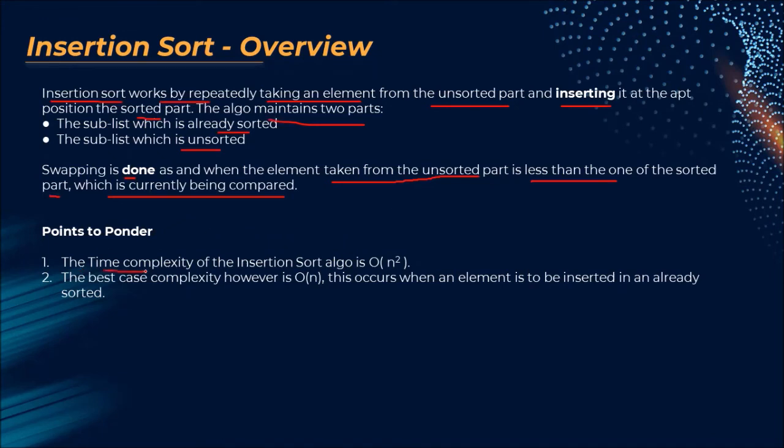Now, points to ponder: the time complexity of the insertion sort algo is O(n^2), and the best case complexity, however, is O(n). If the list is already sorted, then it will not be doing the comparisons with the sorted part elements. Just one comparison would be made, and therefore the time complexity will come down to O(n). This occurs when an element is to be inserted in an already sorted array. Now, an already sorted array means that it's in ascending order as per the current implementation. If the array were in descending order, then that would bring out the worst case complexity.